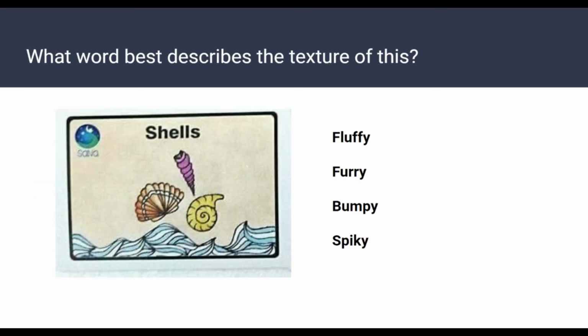What word best describes the texture of these shells here? We have fluffy, furry, bumpy, and spiky. If you said bumpy, you are correct. We can look at those pictures of the shells right there, and you can see the ridges and the grooves on each of those shells. And so that makes all of them bumpy. If you said spiky, one of those shells might be spiky, the purple one right there, but not all three of those shells. So the best word would be bumpy.